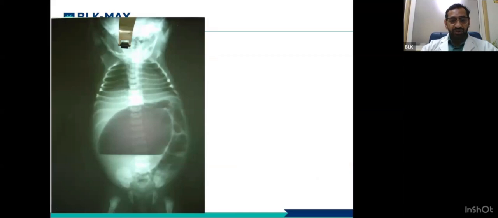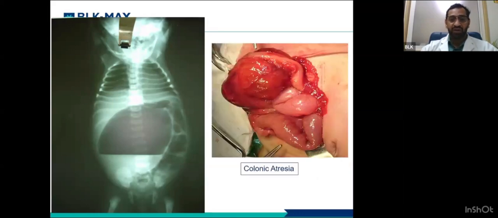In this picture, you can see there's a hugely distended bowel with a large air fluid level. This is a very classical picture of colonic atresia, or sometimes you get a similar picture in patients with anorectal malformation having pouch colon. So this was a huge, hugely distended colon, and that was the atretic segment. So this was a patient with colonic atresia.